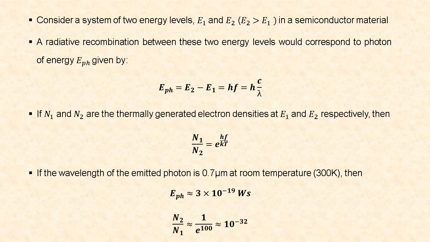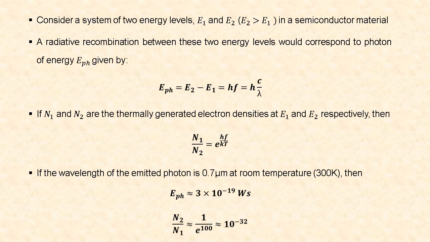Suppose the wavelength of the emitted photon is 0.7 micrometer at room temperature, that is 300 Kelvin. Then E_ph, that is the energy of the photon, will be approximately equal to 3 × 10^-19 watt-second, and N2 by N1 will be approximately equal to 1 by e to the power 100, which is approximately equal to 10^-32.